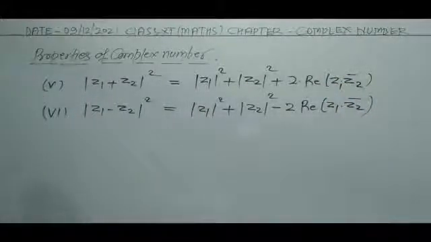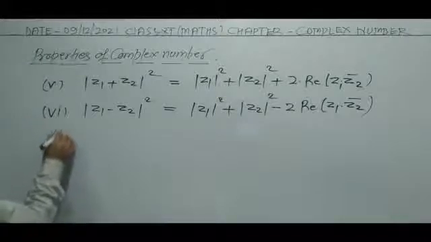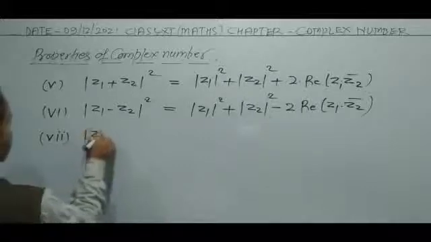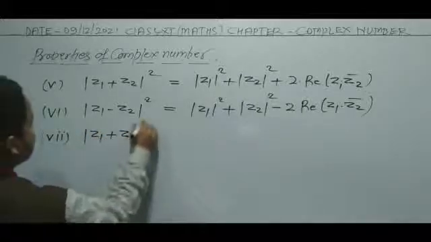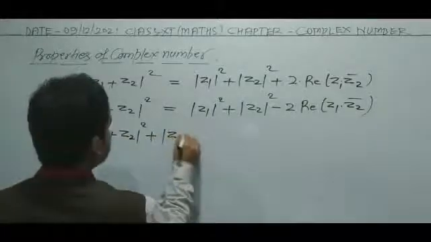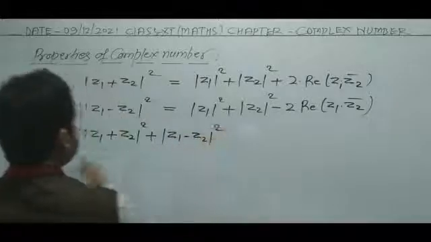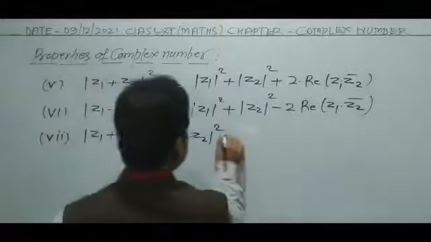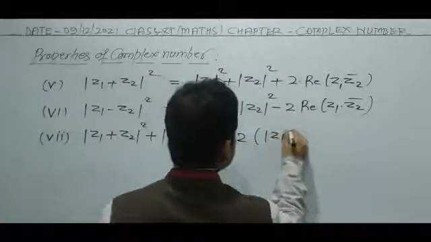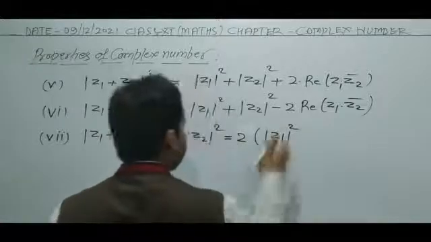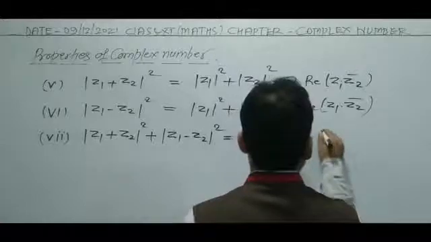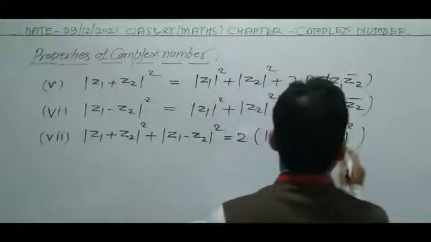Now the seventh property is: z1 plus z2 whole square plus z1 minus z2 whole square is equal to 2 times mod of z1 whole square plus mod of z2 whole square.